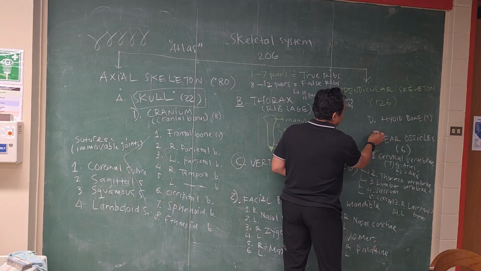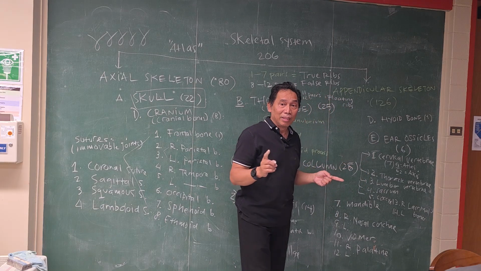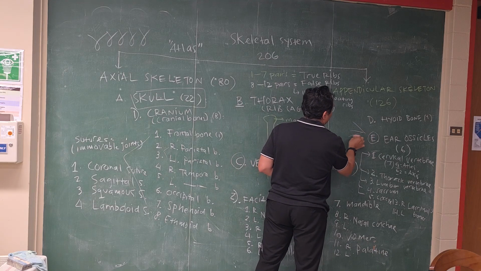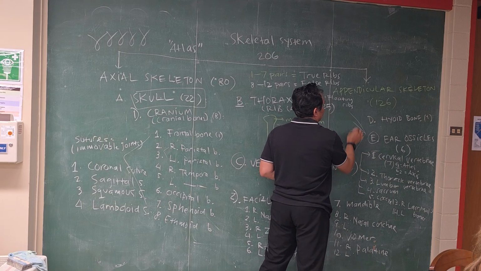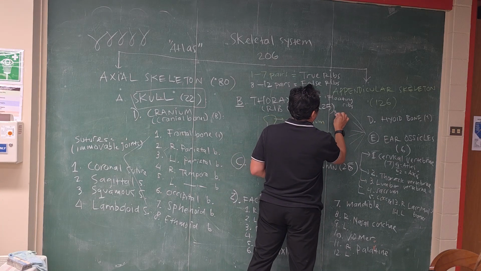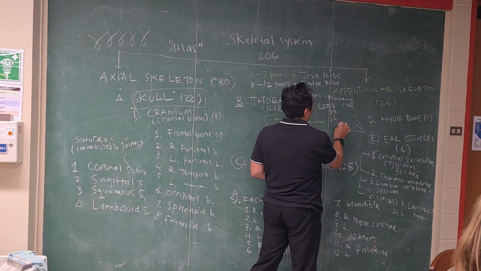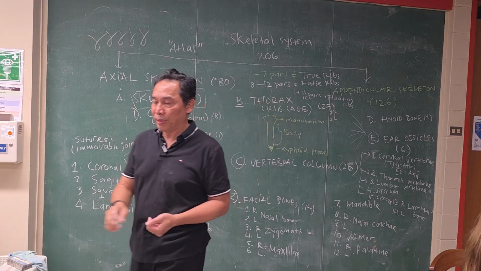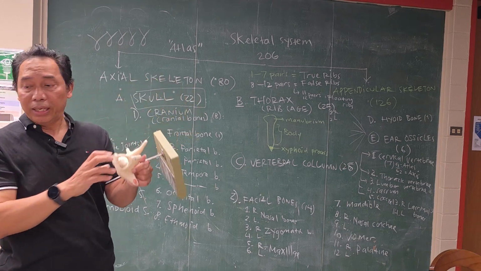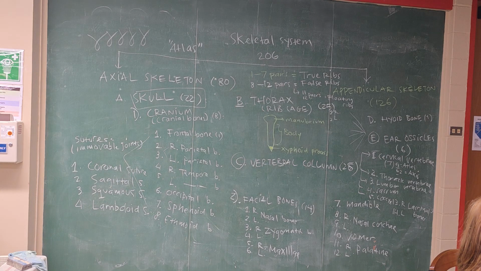And the last one is called the ear ossicle. It has 6. But because it is in pairs, you actually only memorize 3 names, right? It's going to be right and left. Number 1 and 2, right and left, this. This one actually, we have a big ear over here.